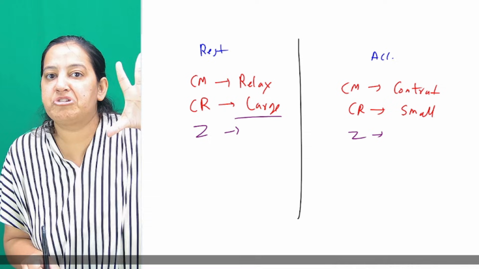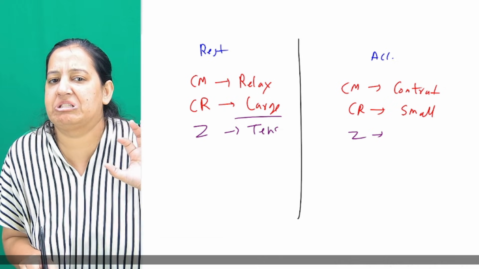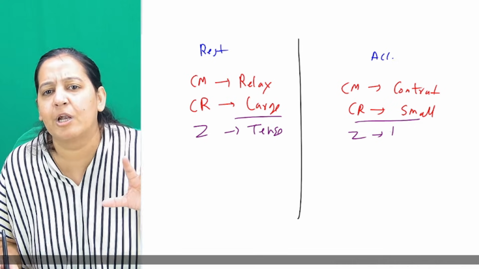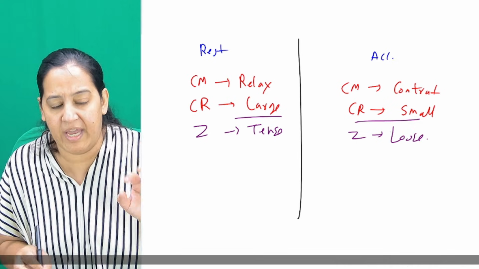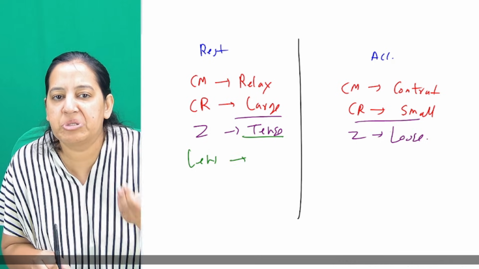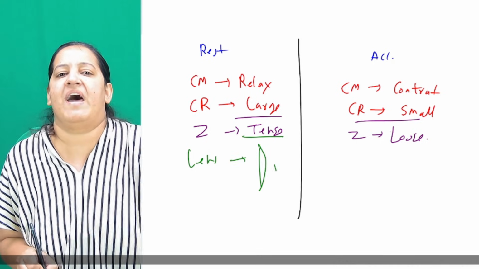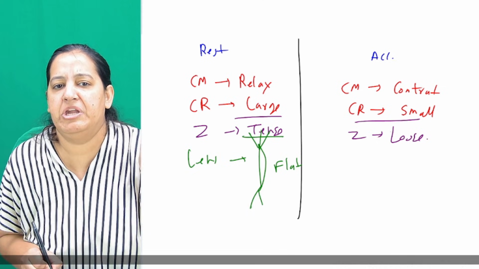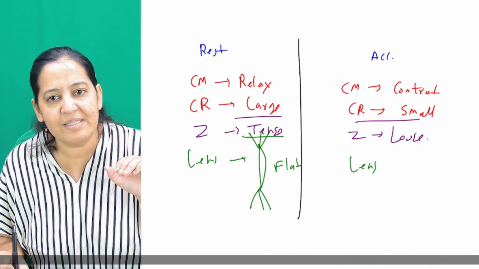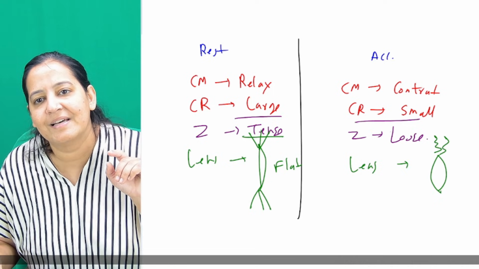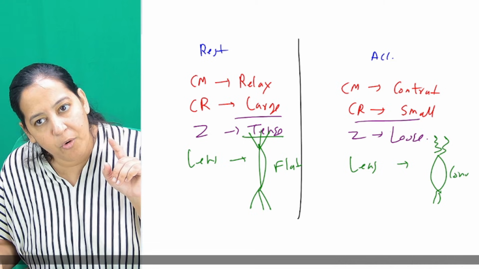Here the ring is large, no? So zonules are tense. Here the ring is small, so zonules become loose. Now what happens to the lens? You tell me. Here zonules are tense, so they are stretching the lens. The lens becomes flat because the zonules are very tense. Here, the lens becomes more convex because zonules are relaxed.